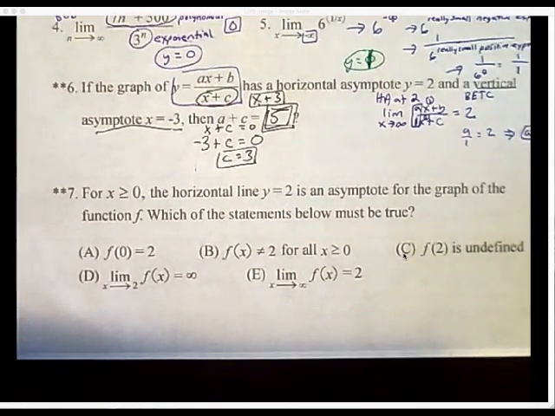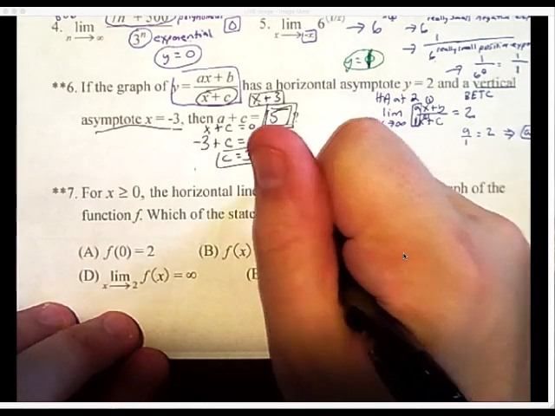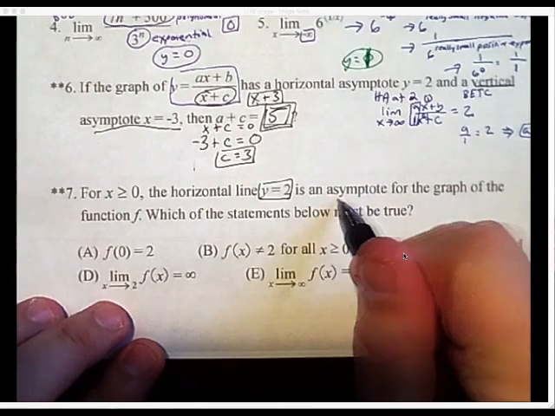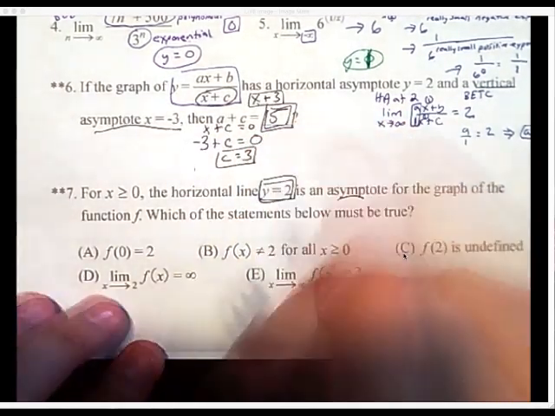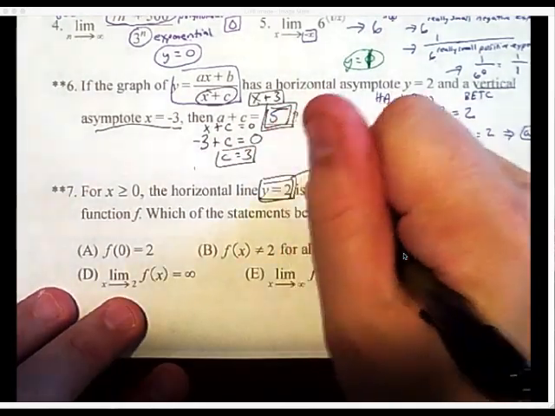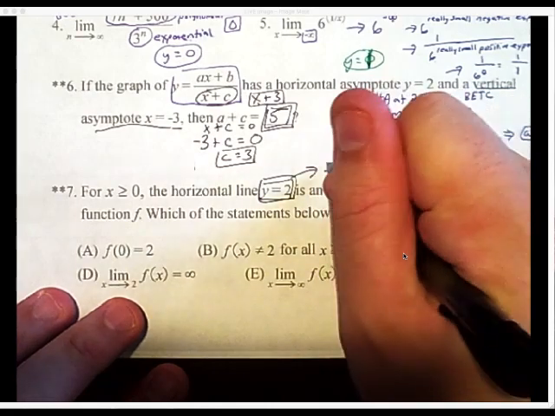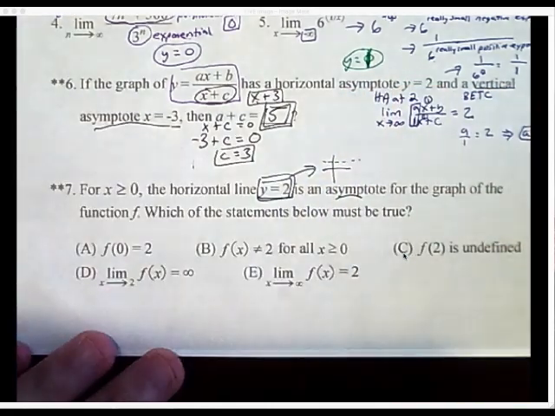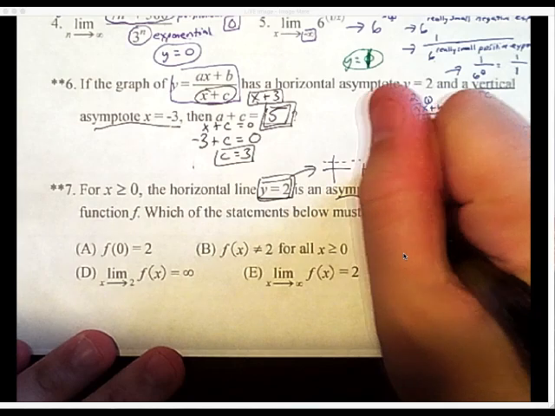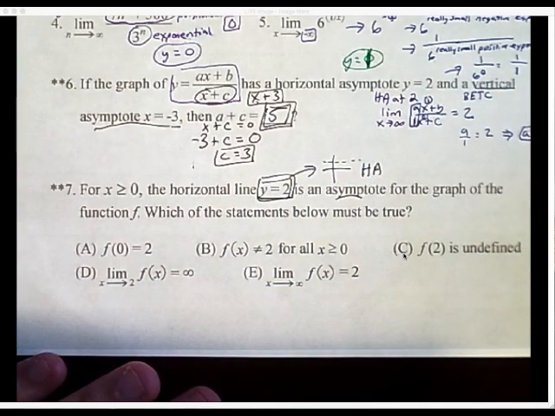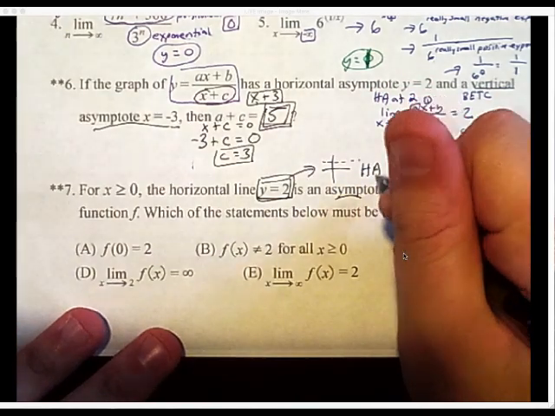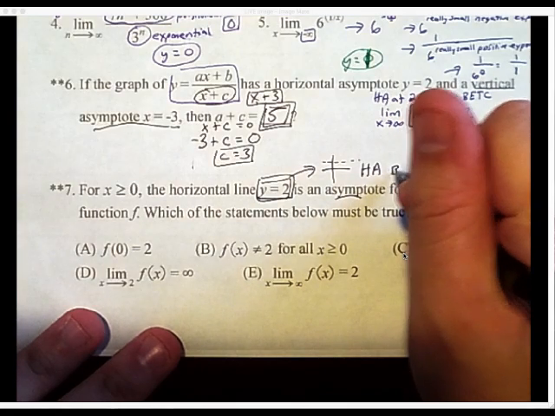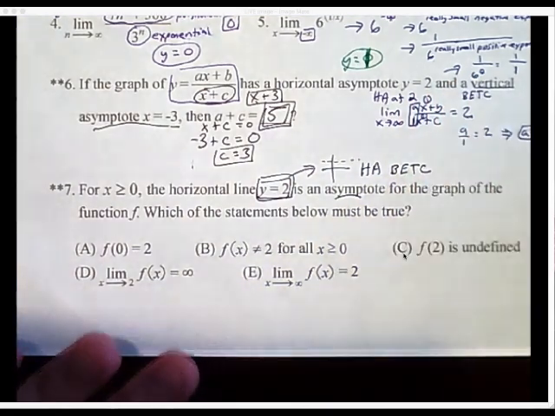All right, let's look at the next one. It says for x greater than 0, so for positive x values, the horizontal line y equals 2 is an asymptote. Well, what kind of line is this? Y equals 2. Hopefully you recognize y equals 2 is some sort of horizontal line. So that's an HA. Okay. And an HA, if the horizontal asymptote's 2, just like before, that's an example of Betsy.